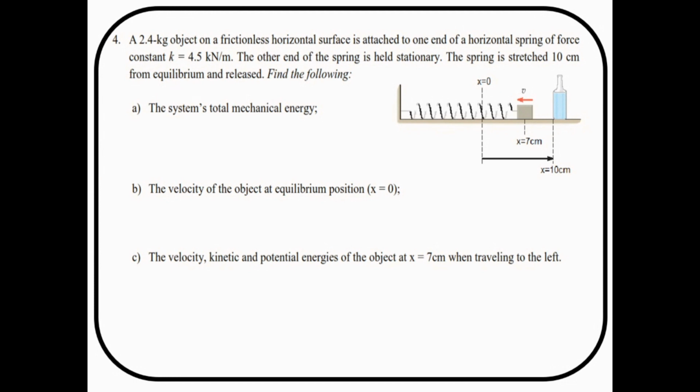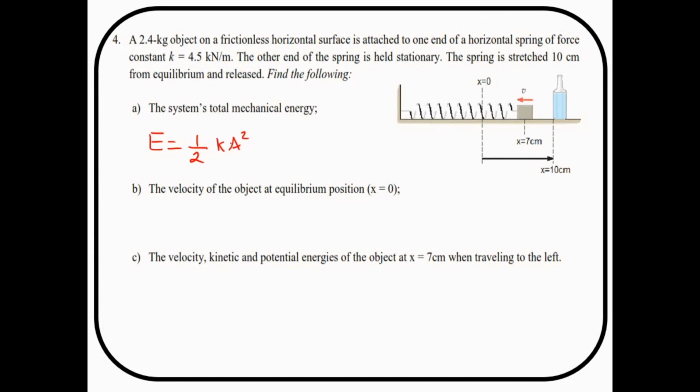So total mechanical energy is equal to the kinetic energy plus potential energy. Here the block is at rest, so the kinetic energy is 0. You only have the value of the elastic potential energy, because you are extending the block to a maximum value of 10 centimeter. So by that we can write the mechanical energy as half k A square.